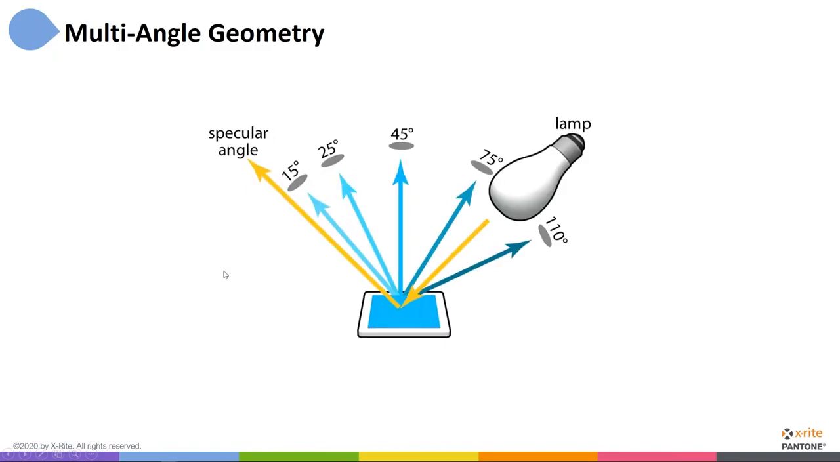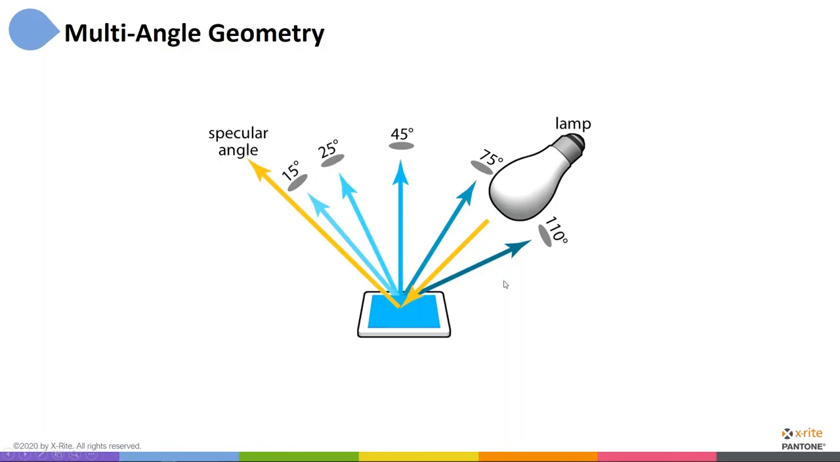But essentially, as you might guess, it's measuring at multiple angles. We have a lamp. Again, it's just like in the 45-0. We have a lamp with a lens shining light at a specified angle, 45 degrees to the sample, right? And then we are measuring. In this case, we're looking at the measurement angles for a 5-angle instrument at 15, 25, 45, 75, and 110.